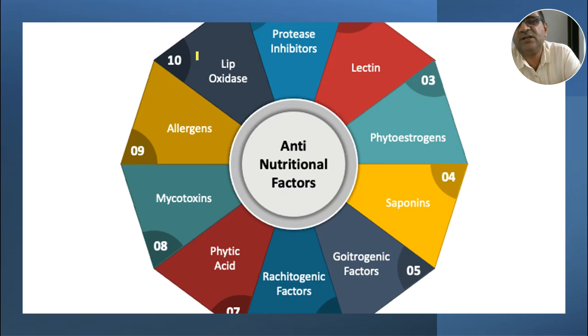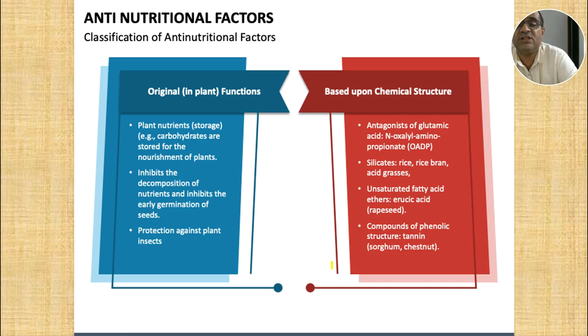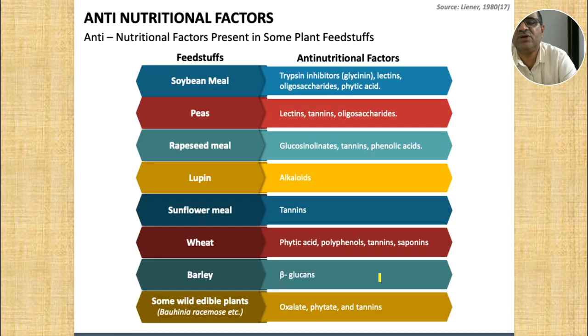Then here are a variety of protease inhibitors, lectins, phytoestrogens, saponins, goitrogenic factors, rachitogenic factors, phytic acid, mycotoxins, allergens, and lipoxidase, which are the important anti-nutritional factors. And these anti-nutritional factors are classified into different types of substances, as is already known.